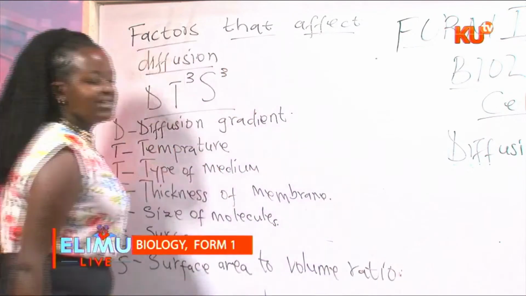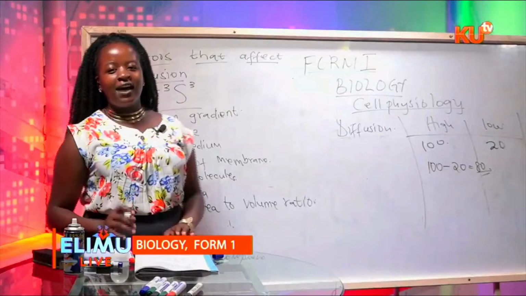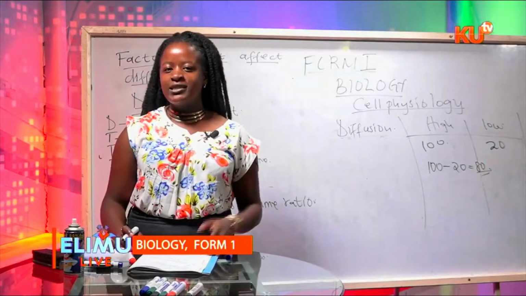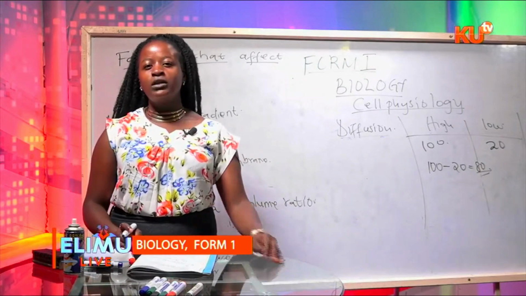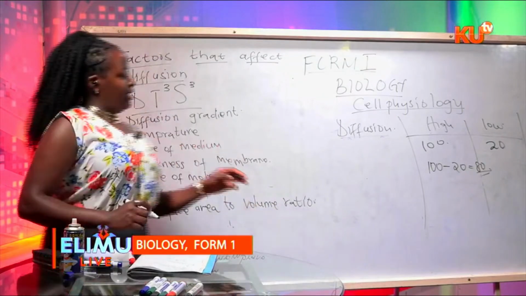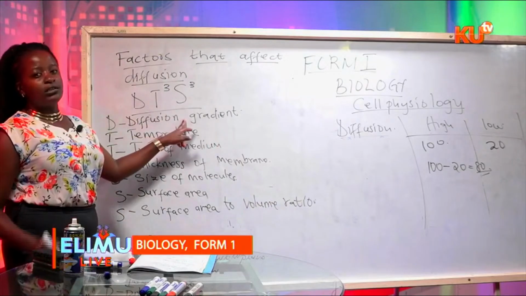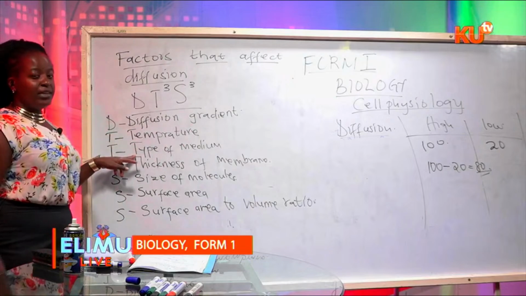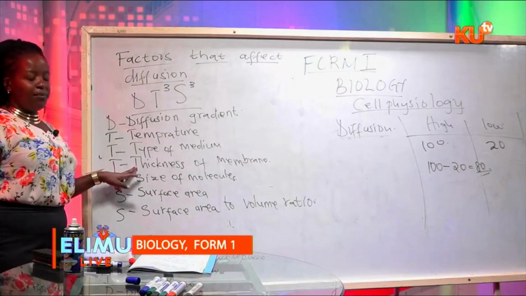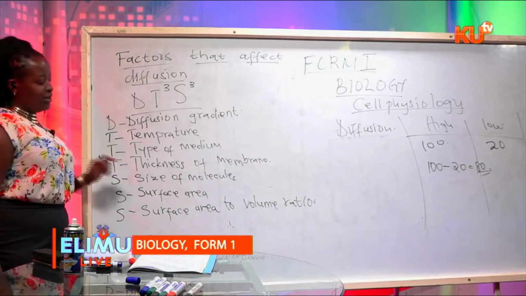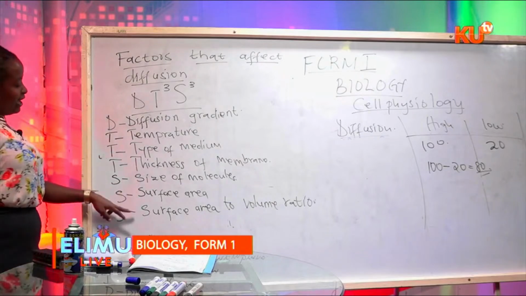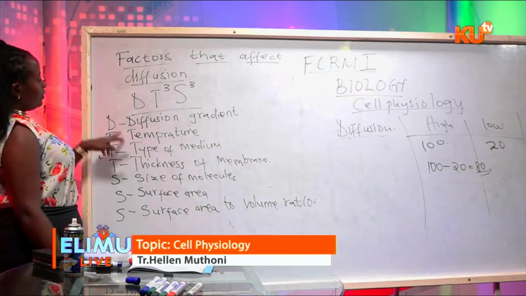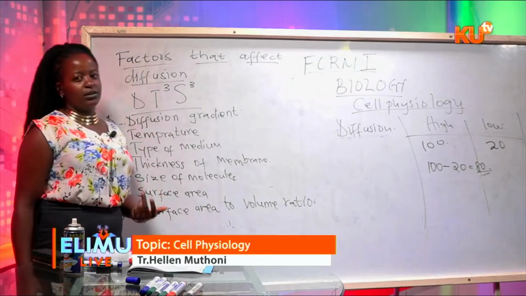So these are the 7 factors that affect the rate of diffusion. So we can state them first, then we are going to explain each of them. Diffusion gradient, also called concentration gradient, temperature, type of medium, thickness of membrane, size of molecules, surface area, and lastly, surface area to volume ratio. We are going to start with diffusion gradient.